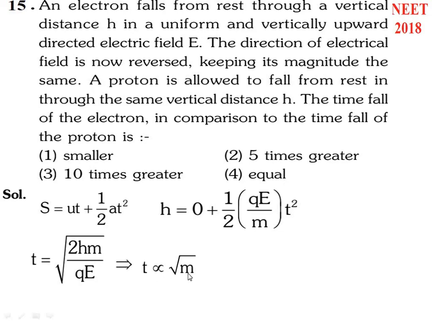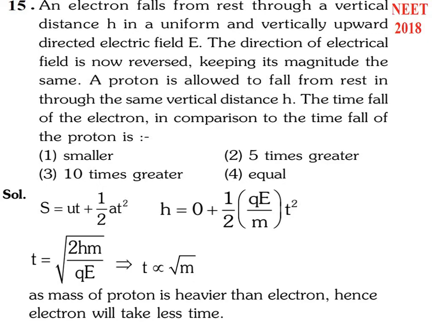And we know that the electron has a smaller mass, or the mass of the proton is heavier than the electron, and the electron will take less time. Therefore the time of fall of the electron is smaller than the proton. So the option is the first one.